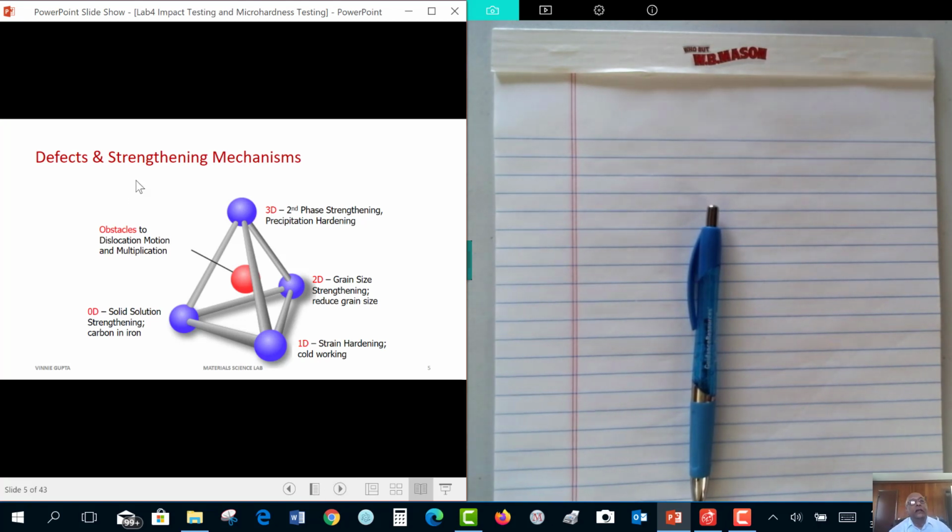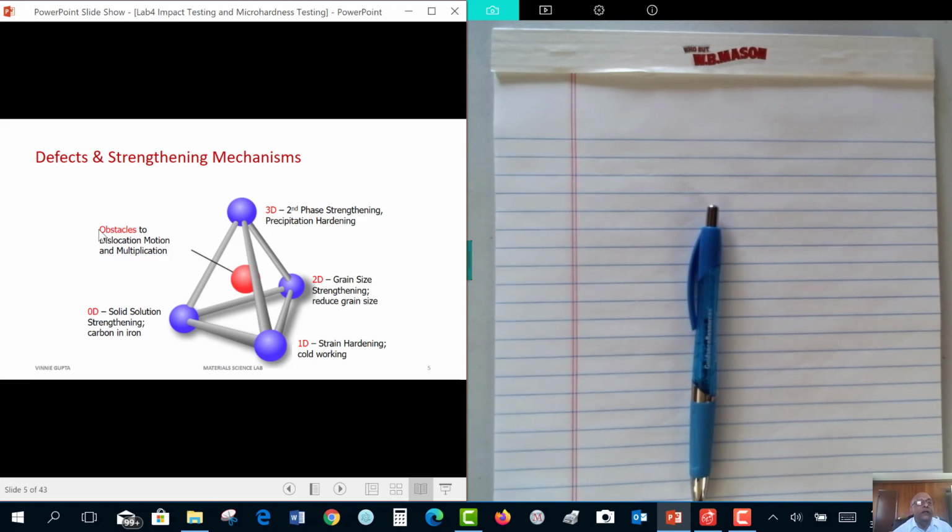Here is the role defects play in strengthening mechanisms. The key thing in strengthening mechanisms is that we can make the material stronger if we can create obstacles to dislocation motion. If we can make moving dislocations more and more difficult, that means it requires more and more stress, then we make the material stronger. As the dislocations move, they multiply. So in the process of their motion, they also become stronger. This is the key idea behind strain hardening. When we cause plastic deformation, we cold work a material.